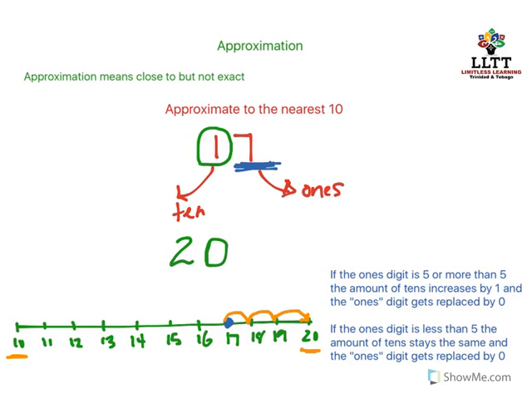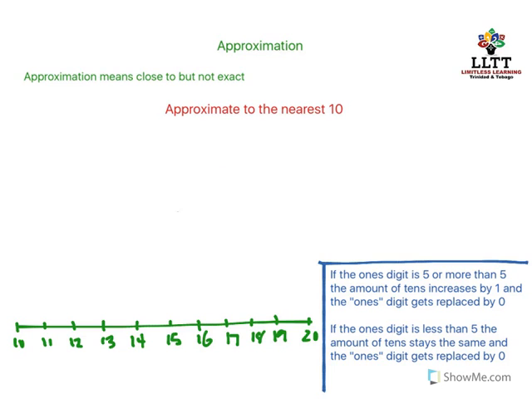So to understand approximation, we can follow the rules here, which is in this little blue box, right? We can follow the rules here, and then we can also use a number line to show that our answer is going to be the same. So let's look at another example. Let's say we wanted to approximate the number 14 to the nearest 10.